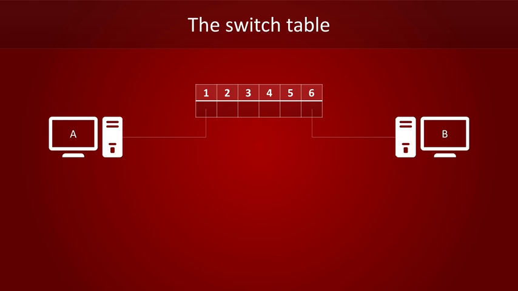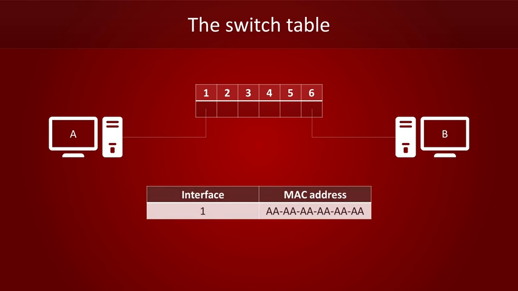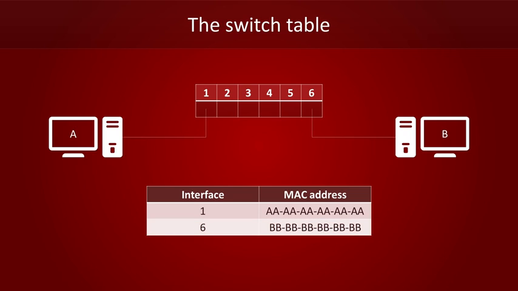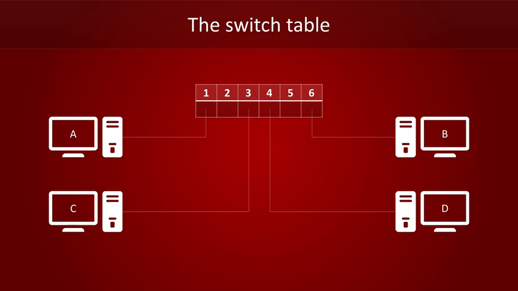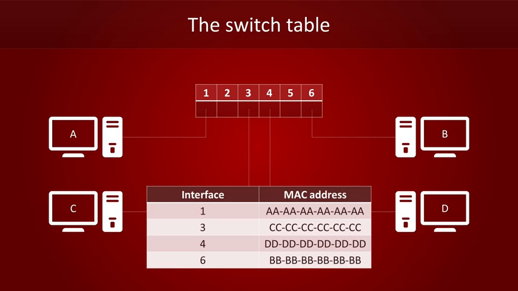If computer A has a MAC address of 6 times AA, then the switch will know that the computer with that MAC address can be reached on interface 1. In addition, we know that computer B, which has a MAC address of 6 times BB, can be found on interface 6. All this information will go into the switch table. Now, for this example, I will add 2 more computers. Computer C is hooked up to port 3 and computer D is hooked up to port 4. We have our network now.